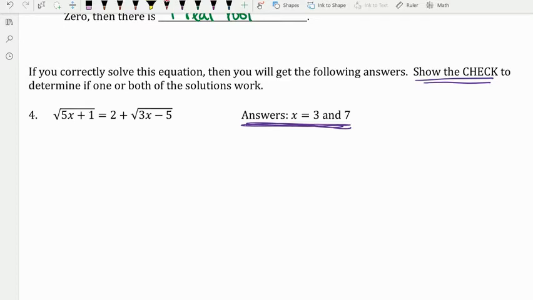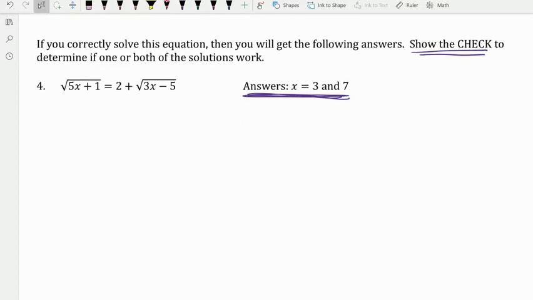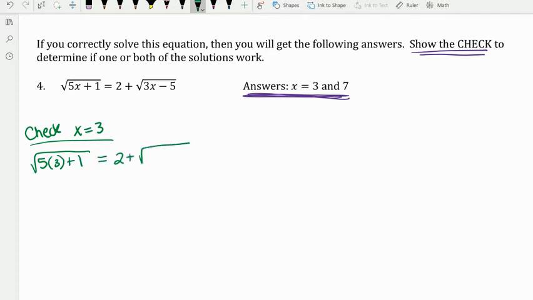So basically we've got this equation, this radical equation, because we've got variables inside these radicals. It has already been solved, and there are the answers. I just need to check and see if either of those answers are extraneous, or if they both work, or maybe both of them are extraneous. So all I'm going to do is check each one. So for the first one, I'm going to check that x equals 3. So we just plug 3 in, right? So I've got radical 5 times 3 plus 1 equals 2 plus radical 3 times 3 minus 5.